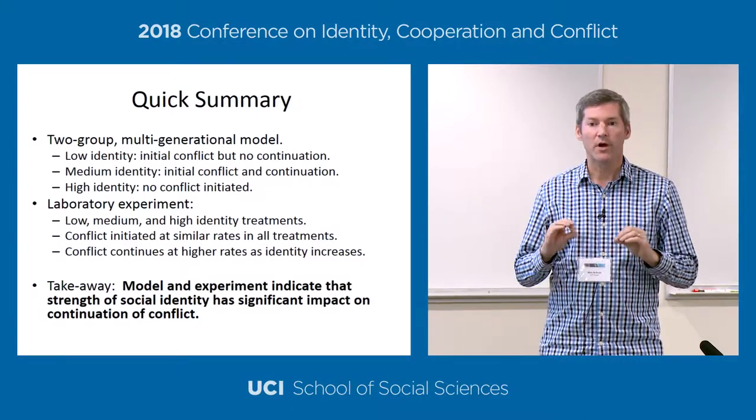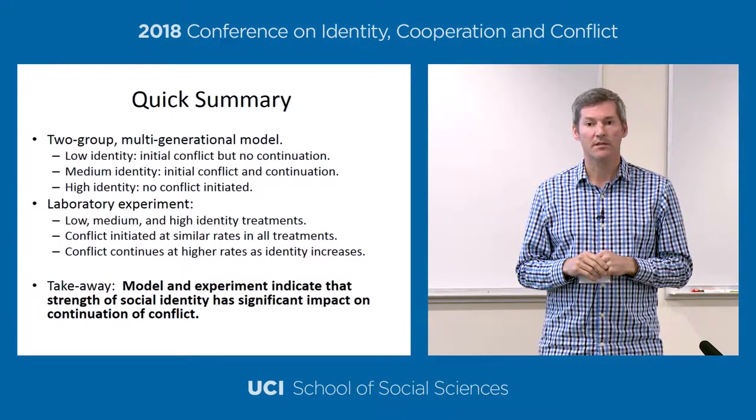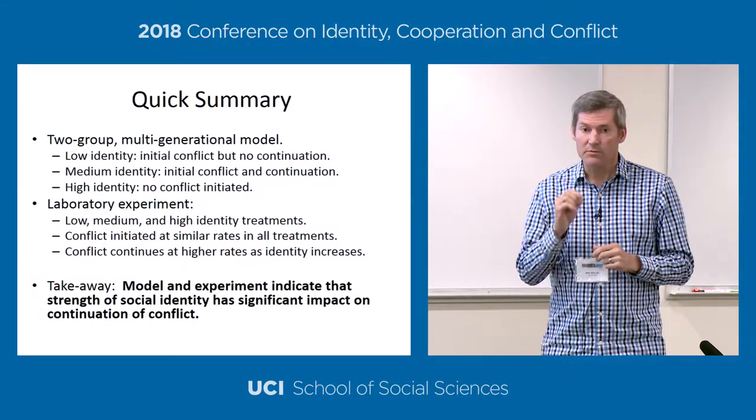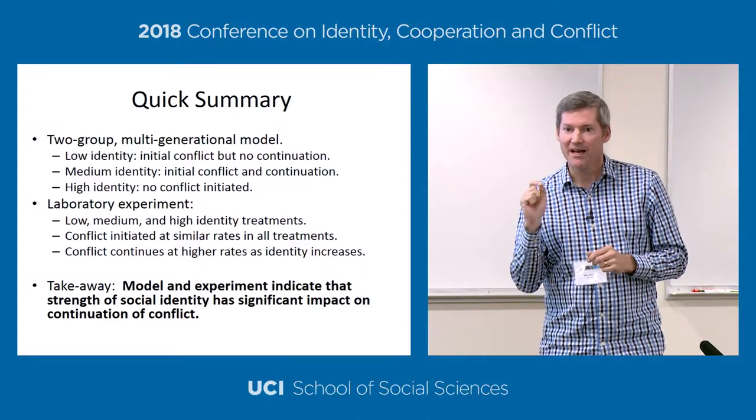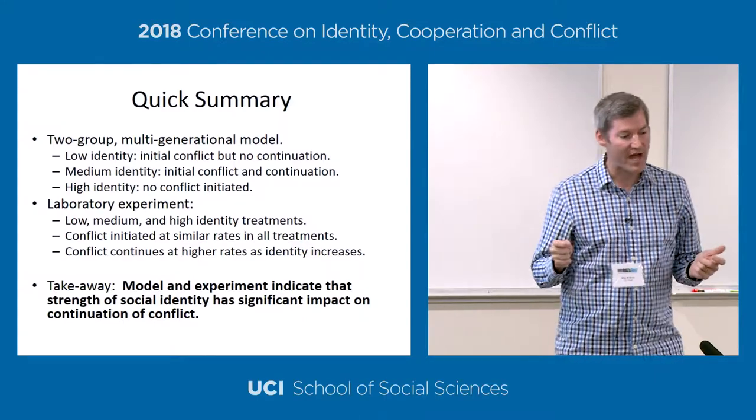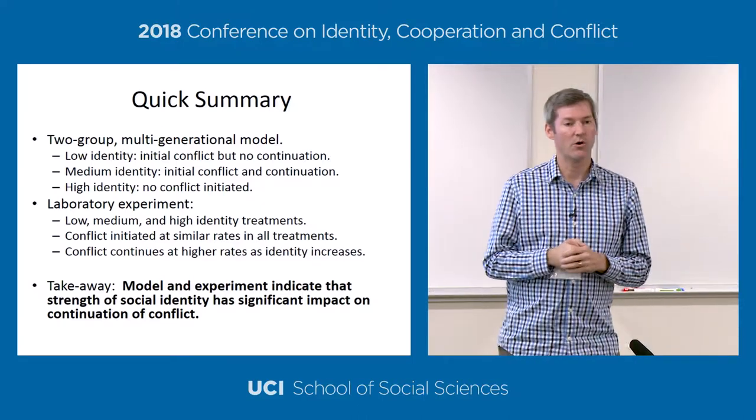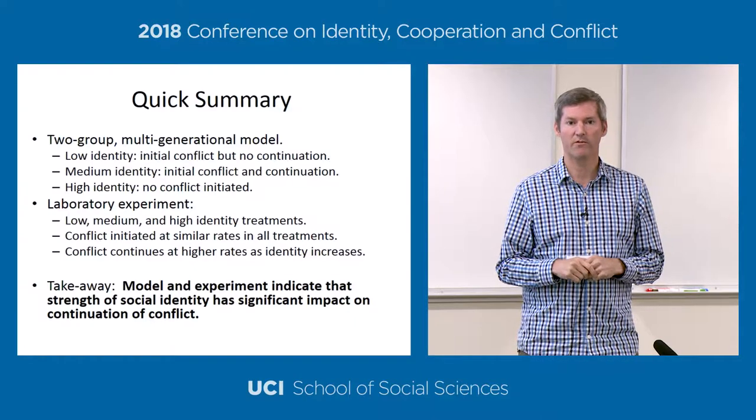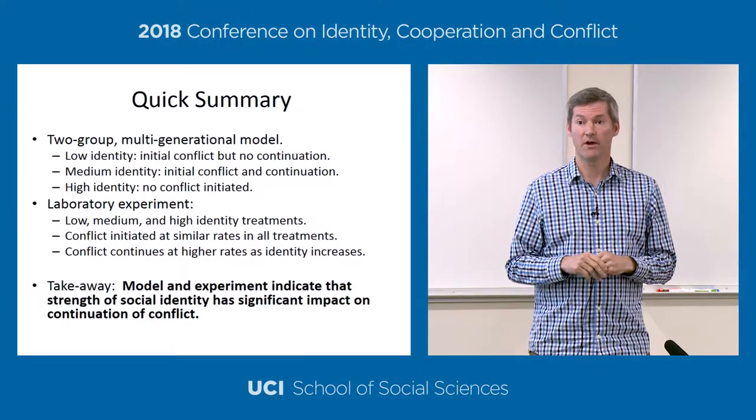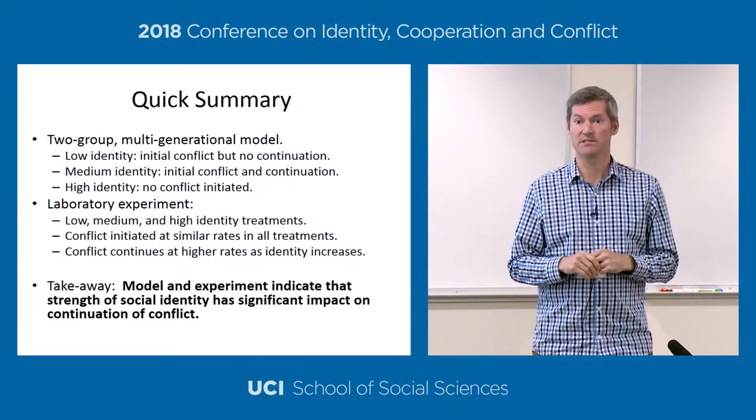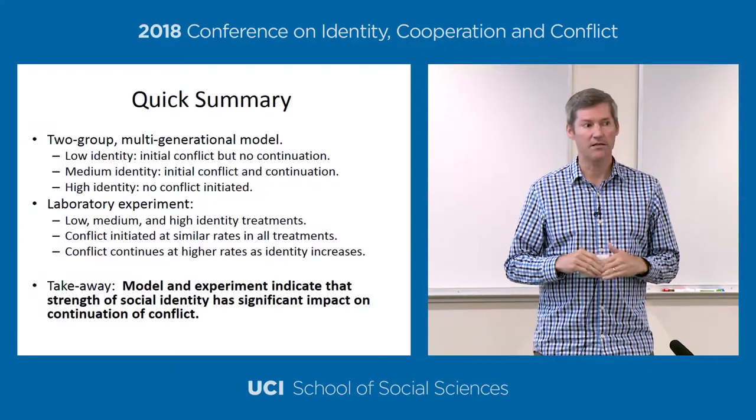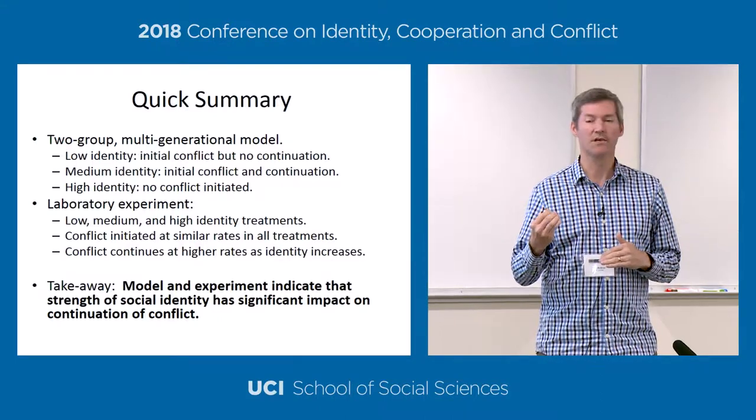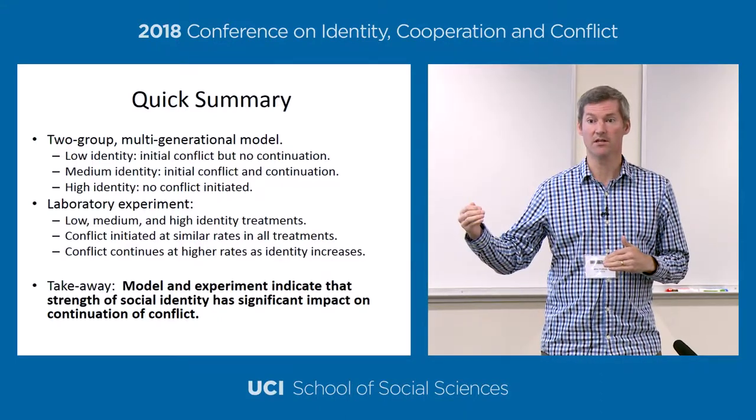And we're going to try to replicate this setting in the laboratory experiment. And we're going to try to prime different identity saliences. And the data are going to show that we end up finding conflict starting at the same rate in every setting. However, the rate at which it continues varies dramatically by identity salience, so that the lower the identity salience, the less likely conflict is going to continue. The higher the identity salience, the more likely conflict is going to continue.